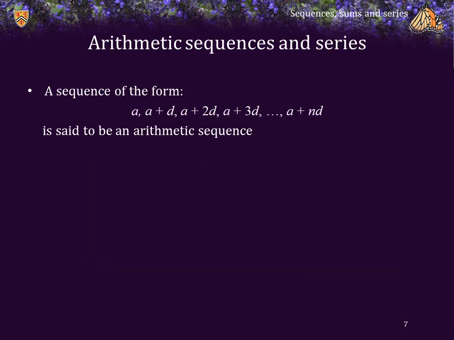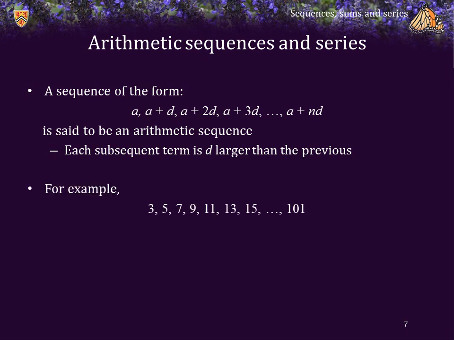Now, any sequence of the form an initial value a, then a plus d, then a plus 2d, then a plus 3d, and so on and so forth, up until a plus nd, is said to be an arithmetic sequence. So basically, every subsequent term in the sequence is d larger than the previous term.